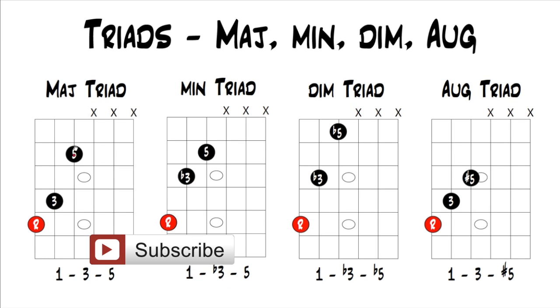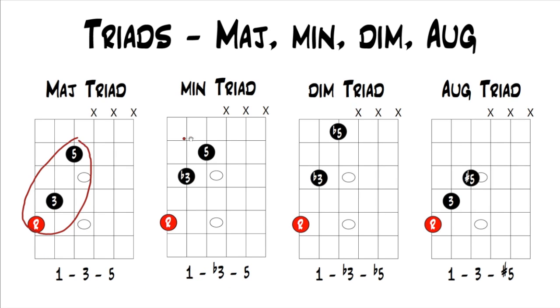So you can see the difference between the major triad and the minor triad. The only difference is the thirds. The third moves down 1/2 a step to make it a minor triad.